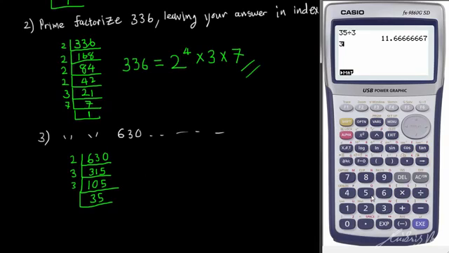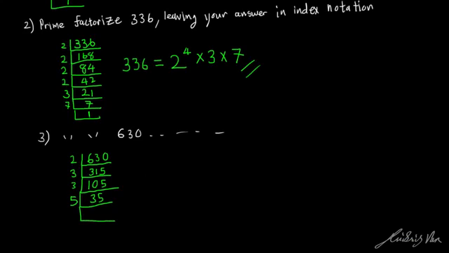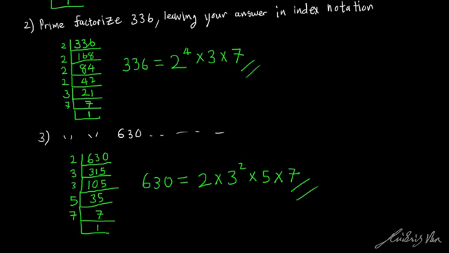We move on to the next prime number, which is 5. So 35 divided by 5 will give us 7. And 7 divided by 7 will give us 1. And we stop here. So 630 in index notation will be 2 times 3 to the power of 2 times 5 times 7. And this will be the answer for this question.